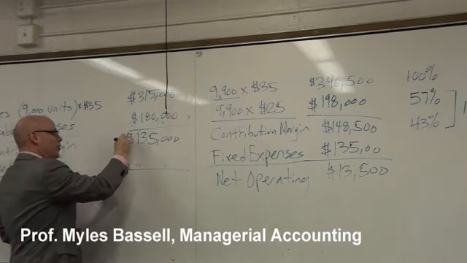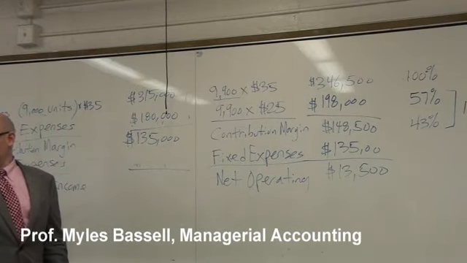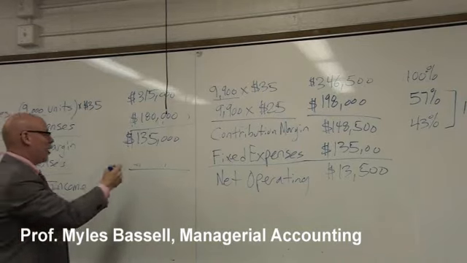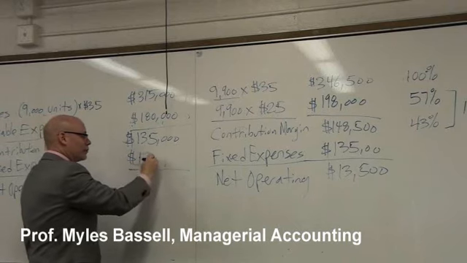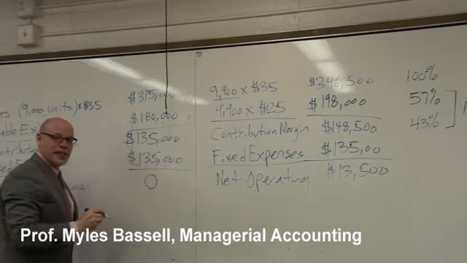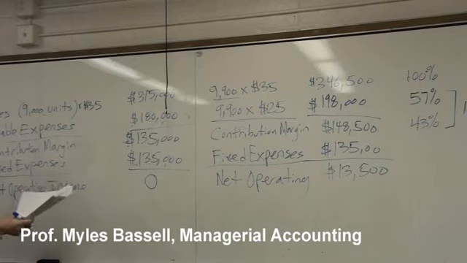Now, this is where it gets interesting, right? So our fixed expenses are fixed, right? And that's also 135,000. Which means that the net operating income is 0. So that's our break-even point. If we sell 9,000 units at $35, then we're just going to break even. We're going to be able to cover our variable expenses and our fixed expenses.